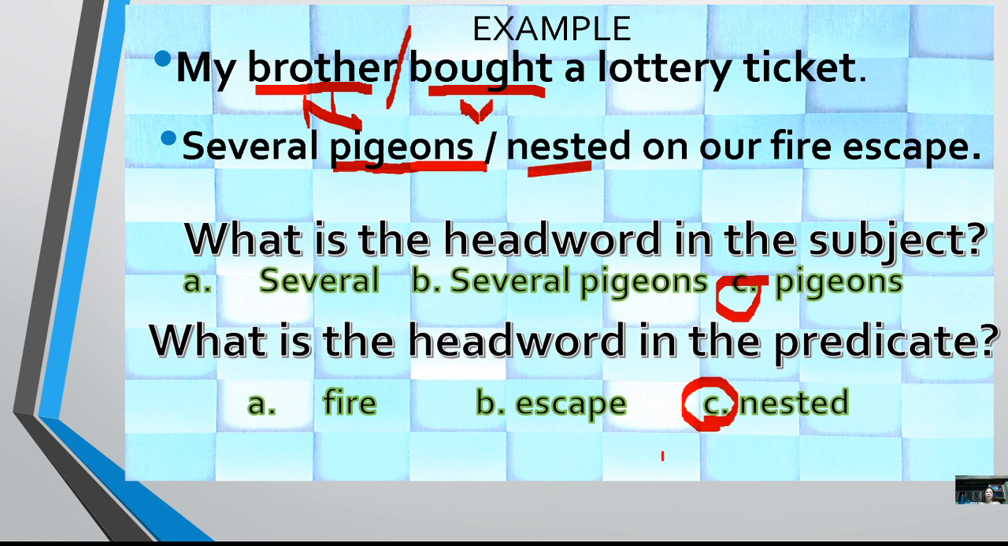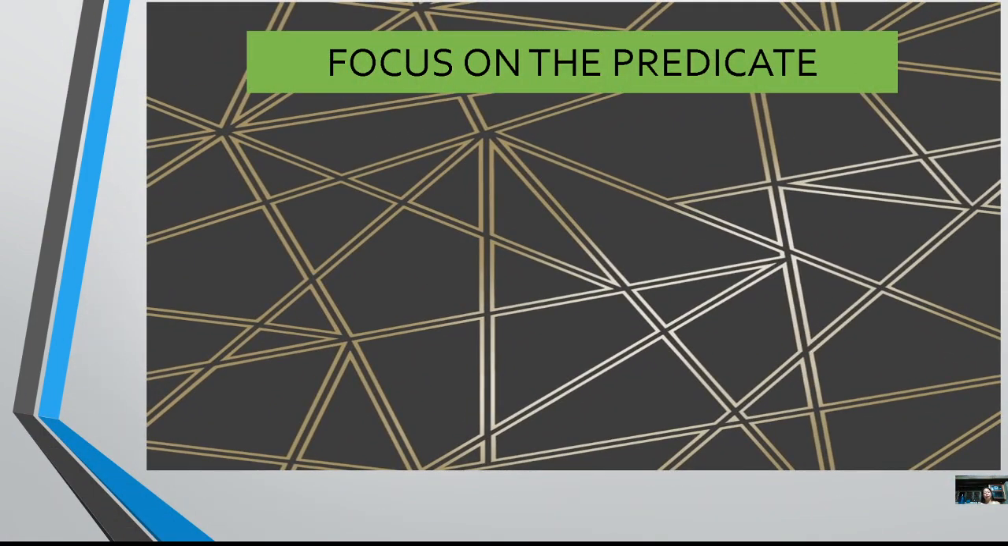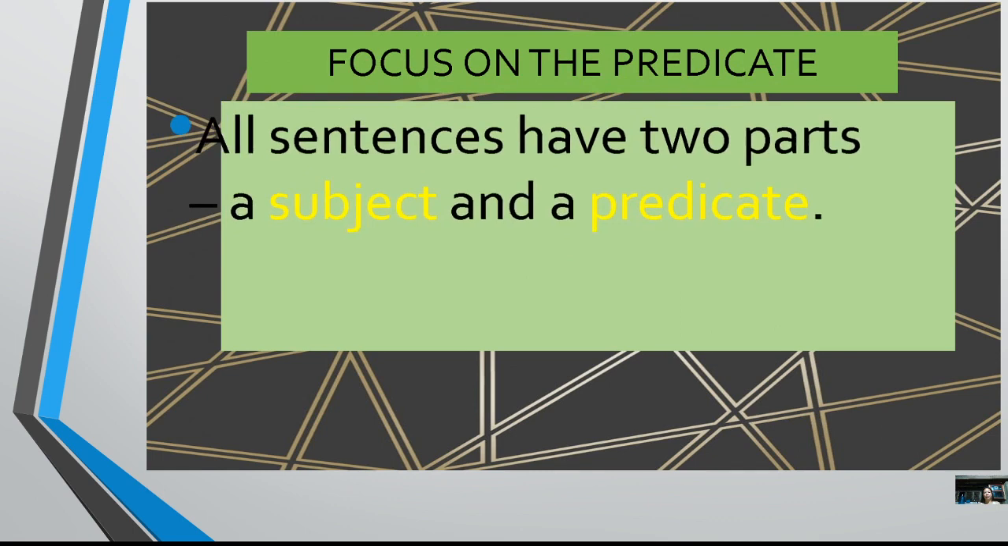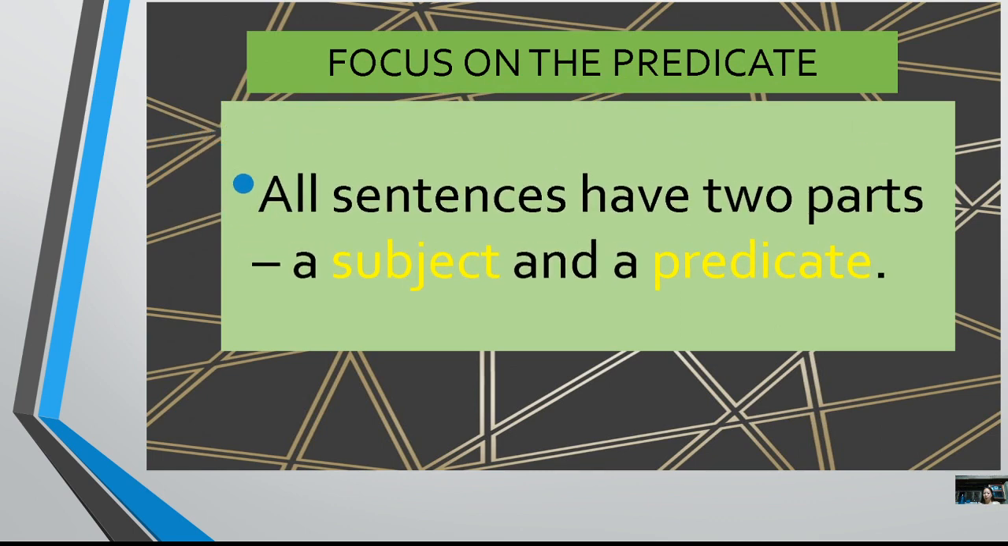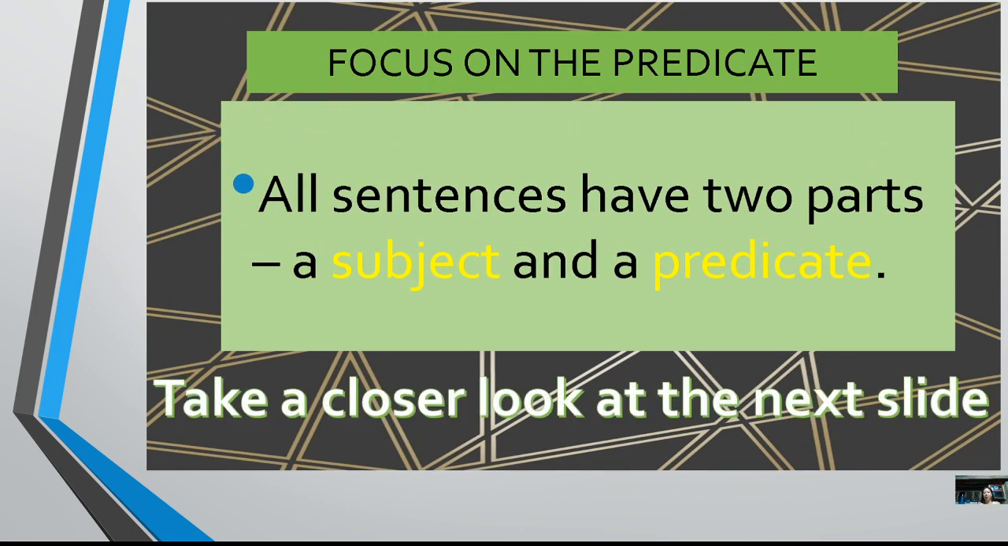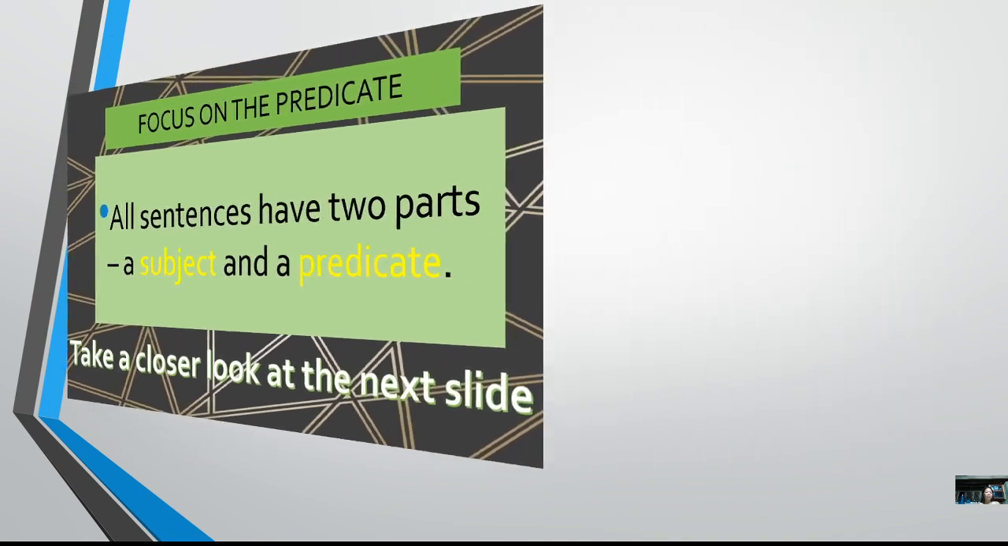All right. So always remember that when looking for the head word, you just look for the most important word under the subject part and the most important word under the predicate part. So always remember, all sentences have two parts, a subject and a predicate. All sentences have two parts, I repeat, a subject and a predicate. Now let's take a closer look at the next slide.